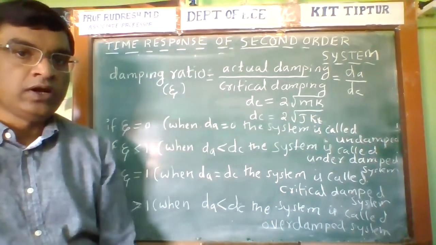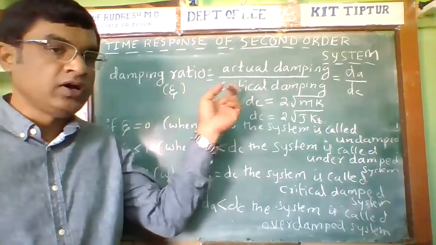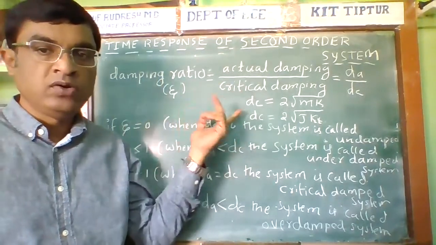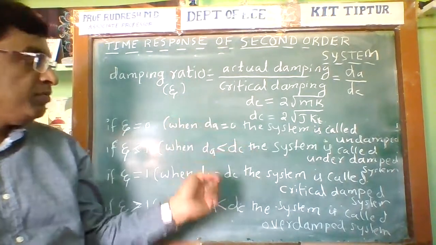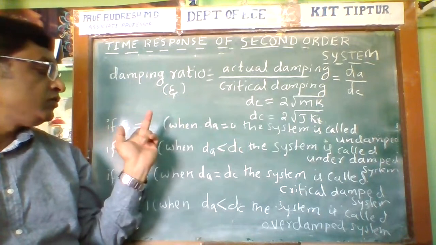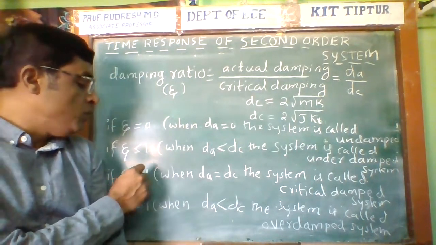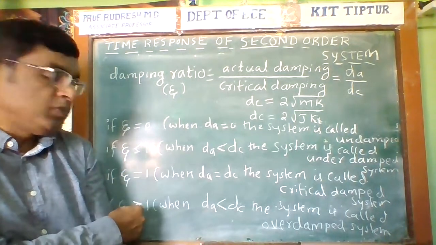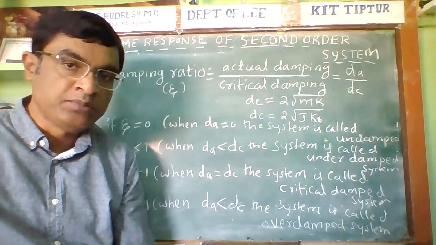Based on the damping ratio, the second order system can be classified into an undamped system, underdamped system, critically damped system, and overdamped system. Zeta is equal to 0, undamped system. Zeta is less than 1, underdamped. Zeta is equal to 1, critically damped. Zeta is greater than 1, then it is called an overdamped system.